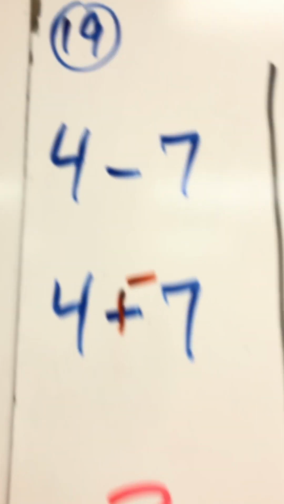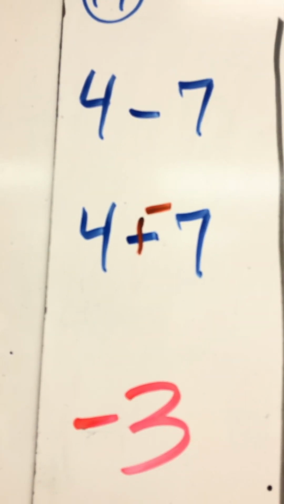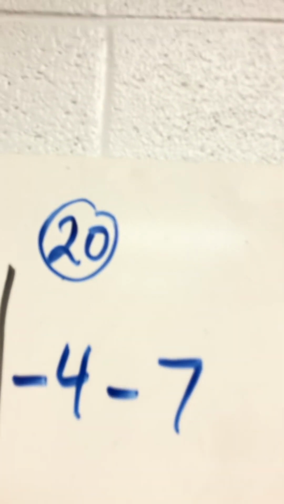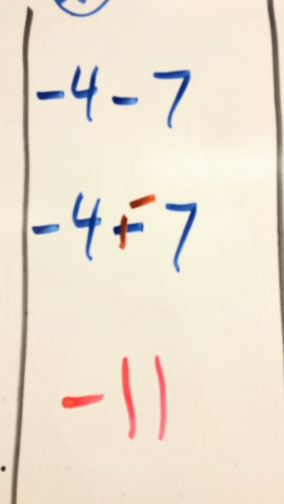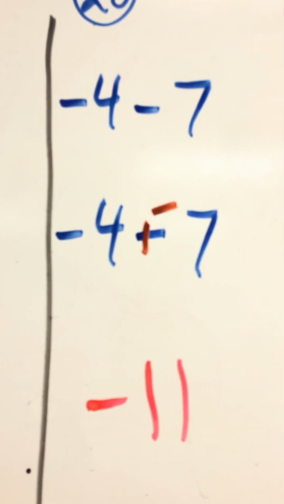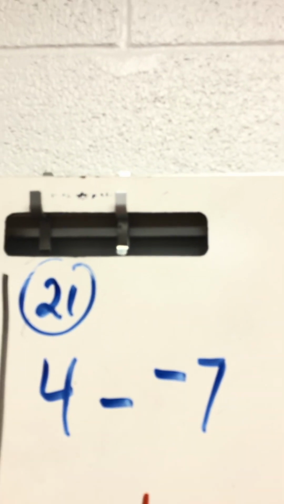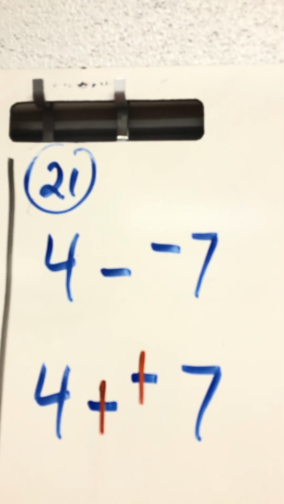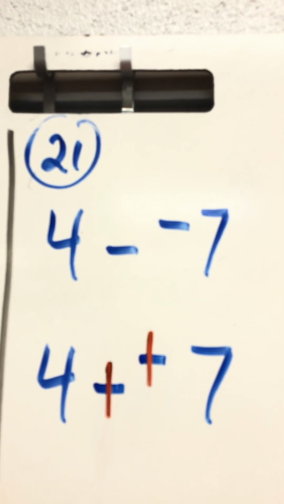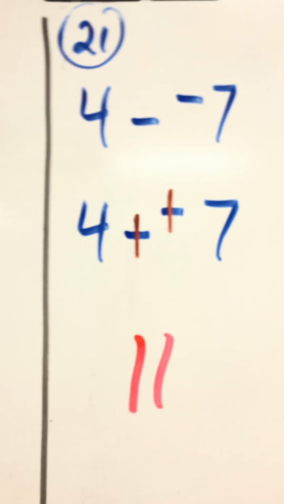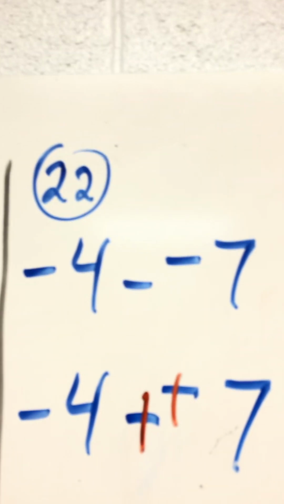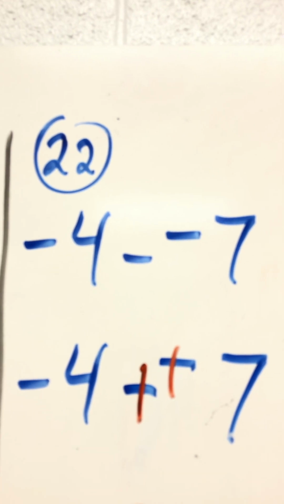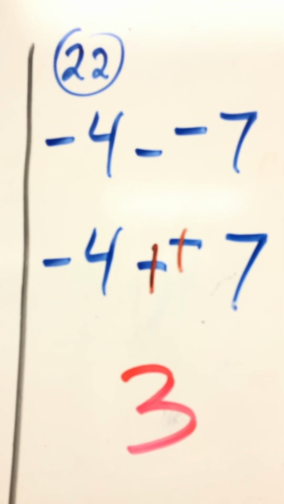4 minus 7, bam, bam. 4 and negative 7, negative 3. Negative 4 minus 7, bam, bam. Negative 4 plus negative 7, negative 11. 4 minus negative 7, bam, bam. 4 plus 7, signs are the same, add, 11. Negative 4 minus negative 7, bam, bam. Negative 4 plus positive 7, answer is 3.